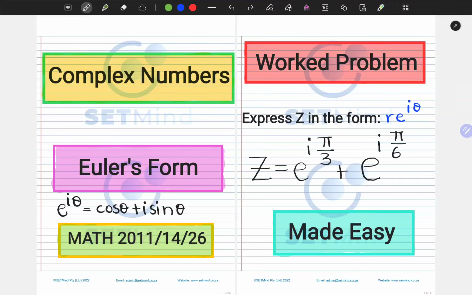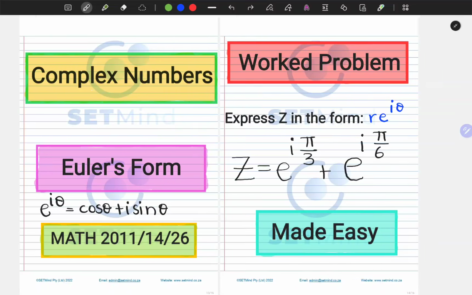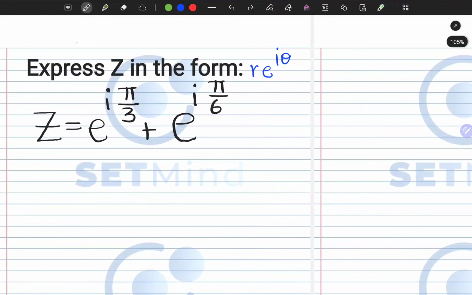In this edition, we are going to be looking at the problem on the screen where we are required to express z in the form r times e to the power of i theta. So essentially, we must express it in Euler's form. And the z is as given here. So let's go to the next page.